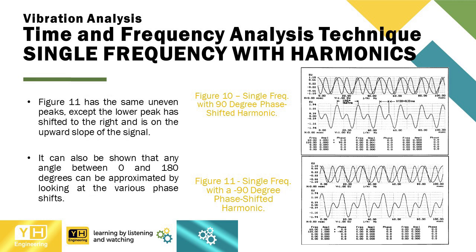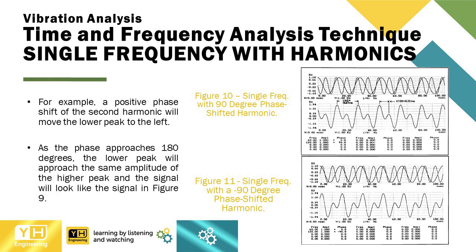Figure 11 has the same uneven peaks, except the lower peak has shifted to the right and is on the upward slope of the signal. It can also be shown that any angle between 0 and 180 degrees can be approximated by looking at the various phase shifts. For example, a positive phase shift of the second harmonic will move the lower peak to the left. As the phase approaches 180 degrees, the lower peak will approach the same amplitude of the higher peak and the signal will look like the signal in Figure 9.